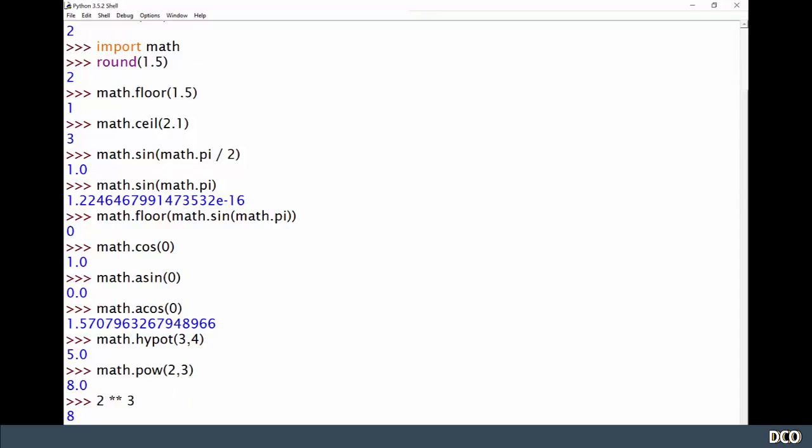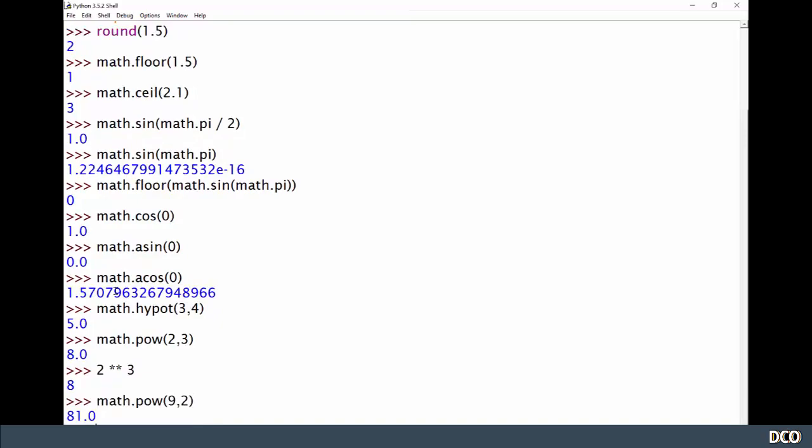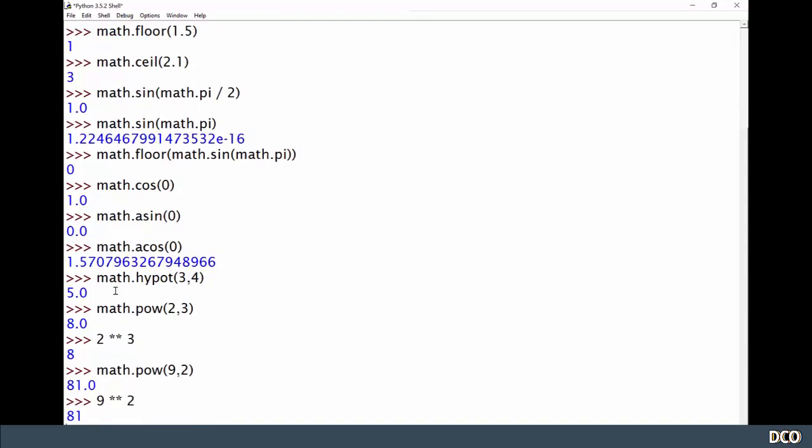So let's take another example. Let's say we wanted to find 9 squared. We could do math.pow of 9 and 2. We're going to get 81.0, or we could do 9 star star 2. We get 81 as an integer.